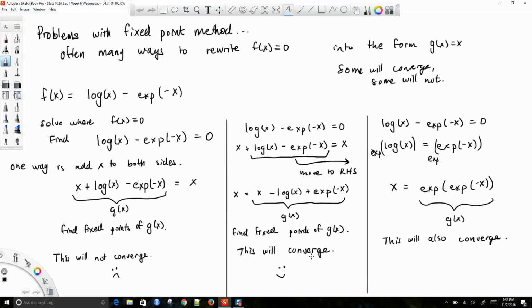Okay, so that is fixed point iteration, and I hope that makes sense. I think we'll put something in the homework to try it out, and then you will see if you truly understand or not, I guess.